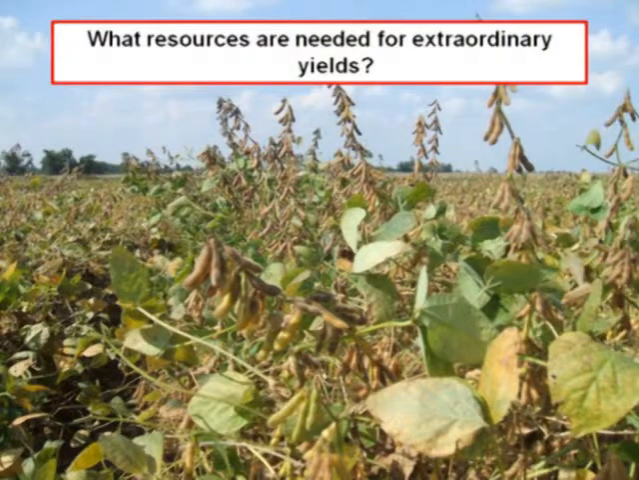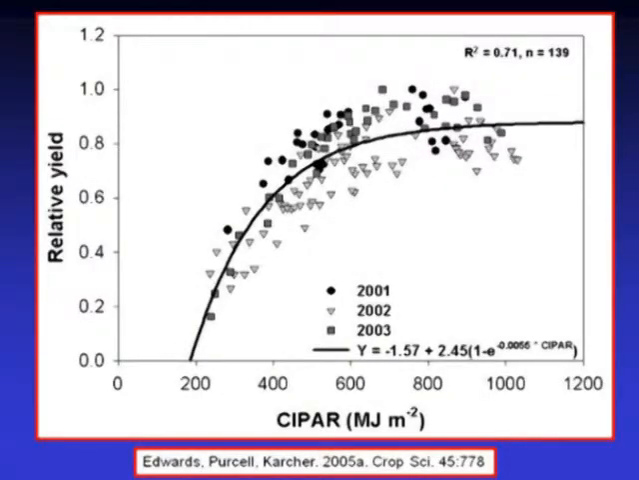What resources are needed for these extraordinary yields? And I want to return to a graph that I showed you at the beginning of the presentation. This is from research that we've done in years past, and we've repeated this in several different environments, looking at relative yield. This would be 100% in any one given experiment versus the total amount of light energy intercepted. And remember, light energy is one of those things that we can think about as an essential resource for crop growth. And at some point in all the research I've ever done, we reach a point where we add more light energy intercepted and we never get a yield response.